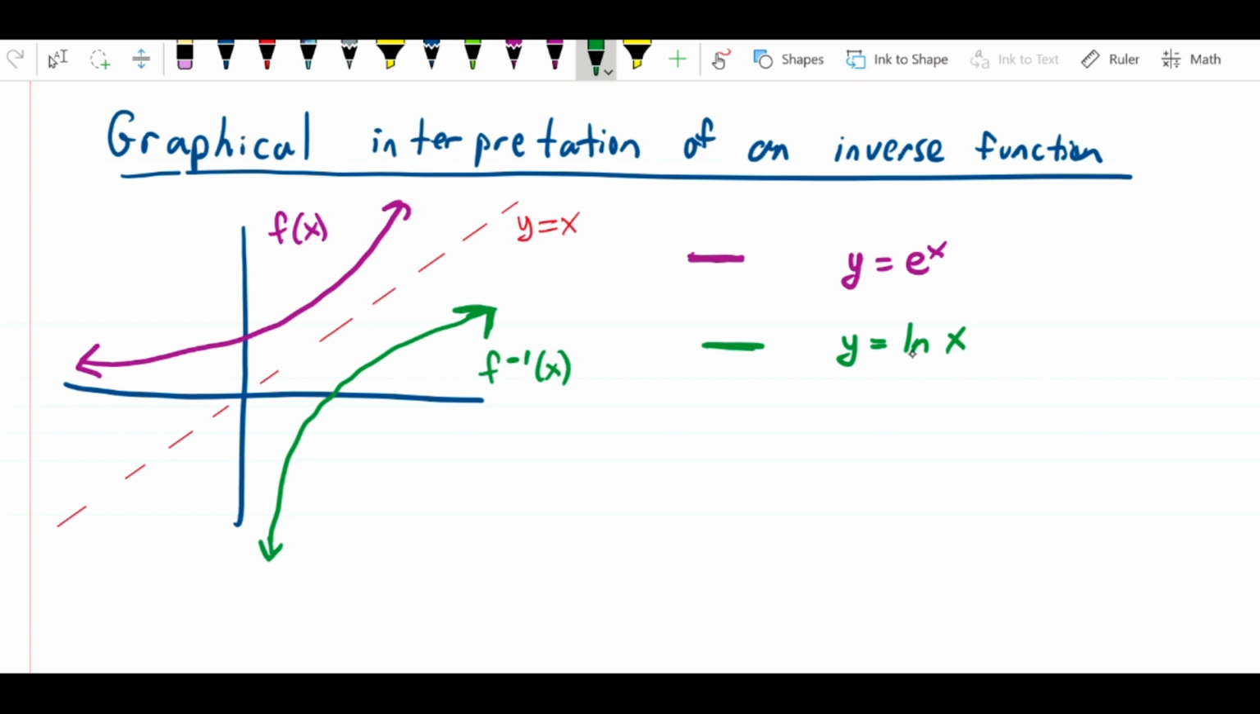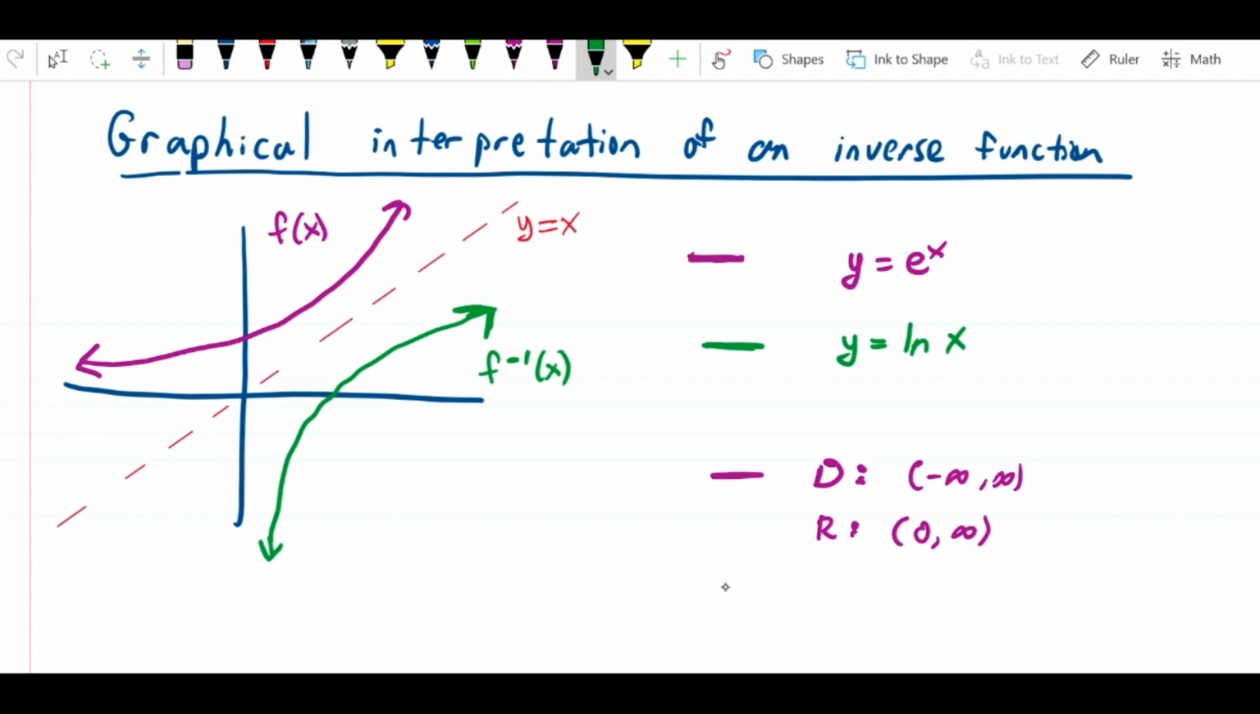The other thing you can see here is that if you look at the domain of f of x that I've drawn, it's defined everywhere, so its domain is negative infinity to infinity, and its range, of course you know the function, is 0 to infinity.